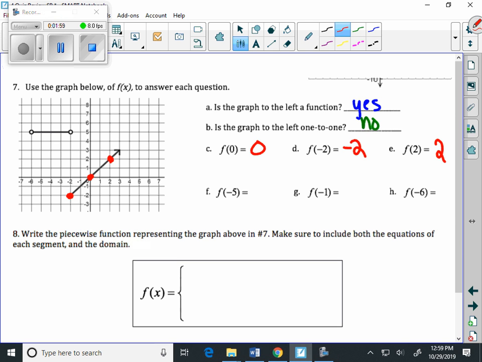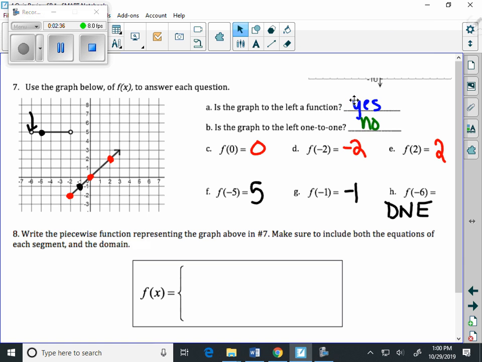Over here to letter f, f of negative 5. So f of negative 5 is here at positive 5. And f of negative 1 is here at negative 1. And f of negative 6, when we go up here to negative 6, we're looking at this open circle point. And what we say is that that does not exist. Because it's an open circle, we don't have a value at that point.